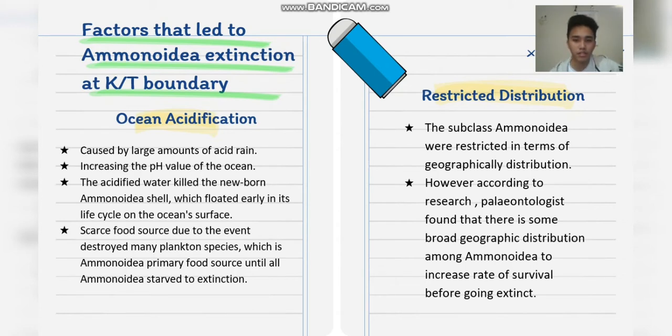The second is restricted distribution. The subclass Ammonoidea were restricted in terms of geographical distribution, but according to a paleontologist, there is some broad geographic distribution among Ammonoidea to increase their level of survival before going extinct.